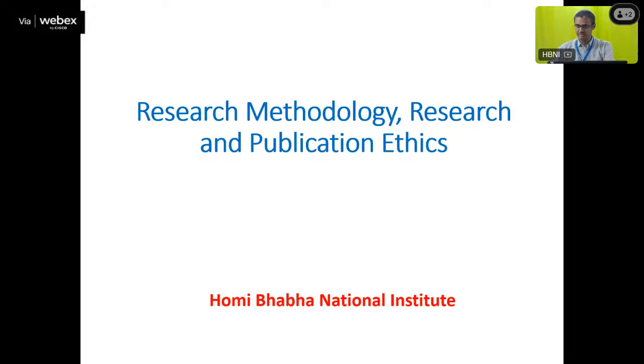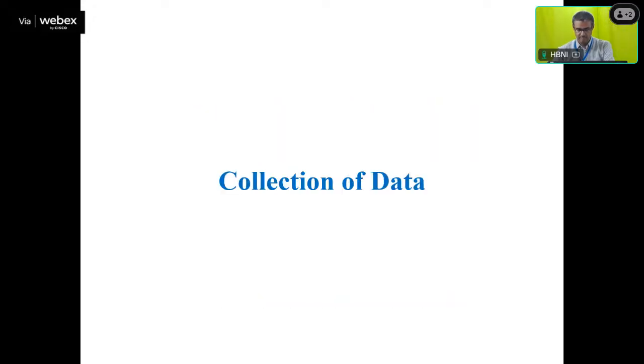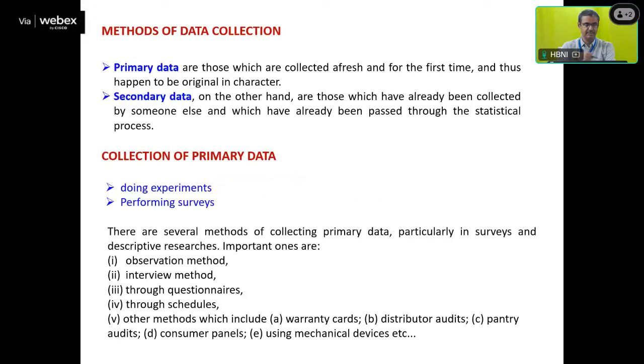Okay, good afternoon. So we are in the next class on research methodology, and we were in the stage of data collection, right? So we were discussing data collection, and we discussed last day the methods of data collection. There are basically two types of data collection methods: primary data and secondary data.